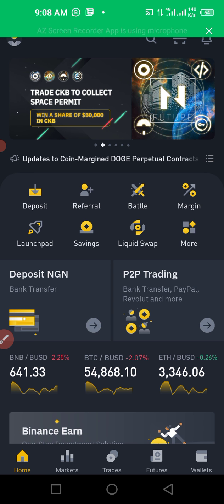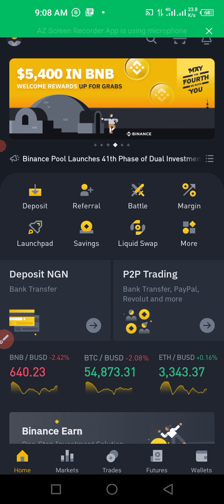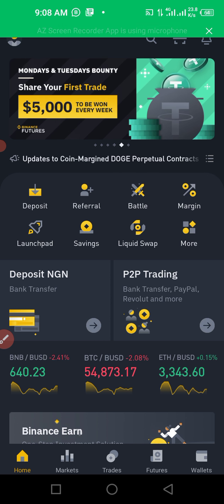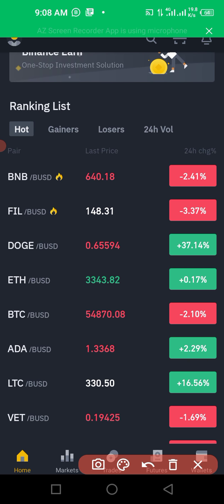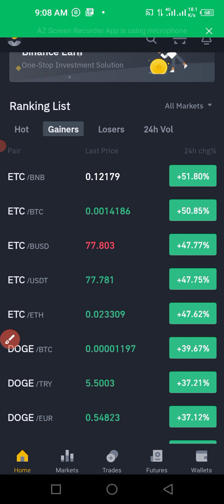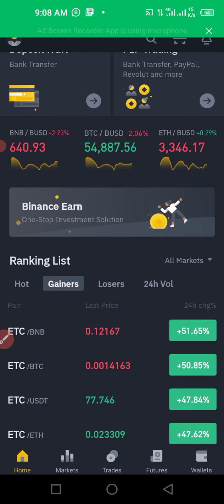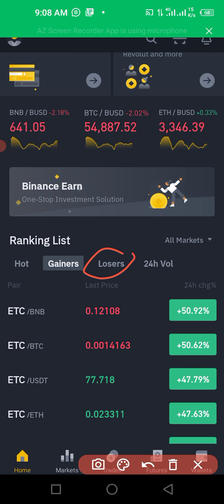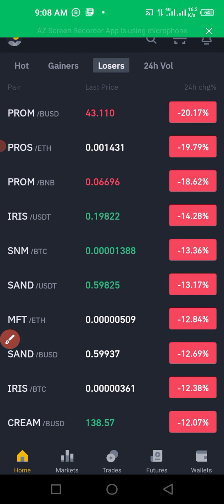Now, just take notes if you're trading on Binance, probably futures or spots. Anytime you come to this place, you see the word gainers. Click on the gainers. Okay, take notes. You will see all the coins that are doing well at the moment. Then if you go to losers, you will see all the coins that are not really doing well at the moment.